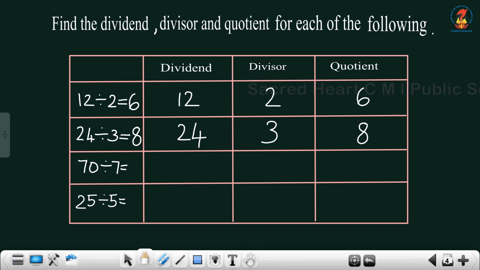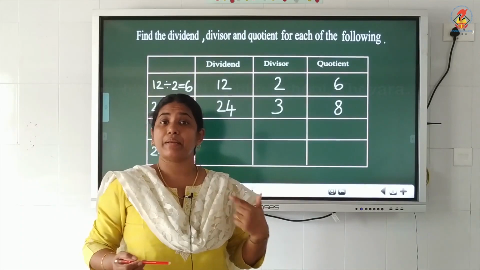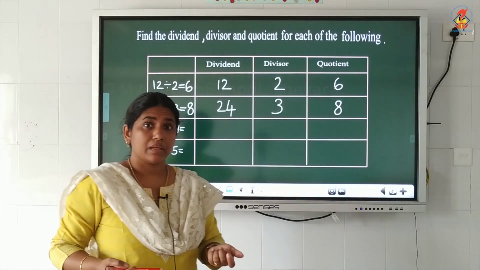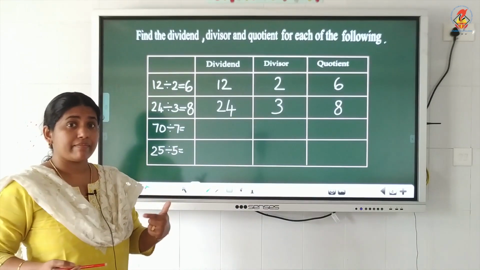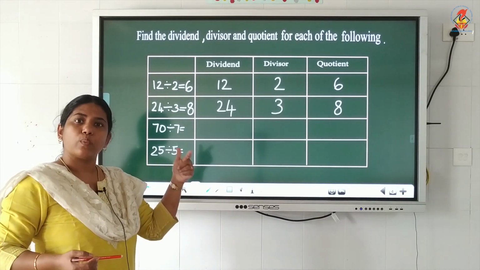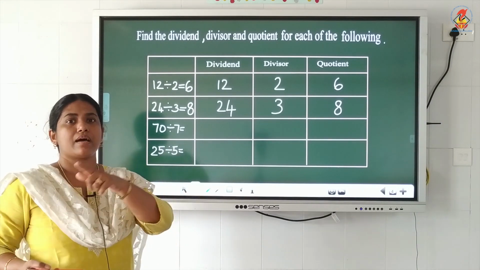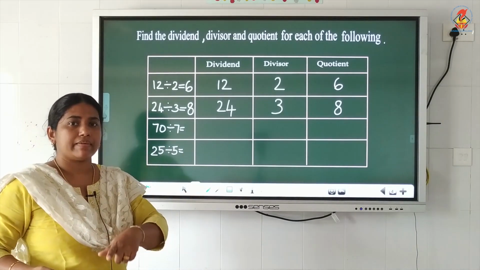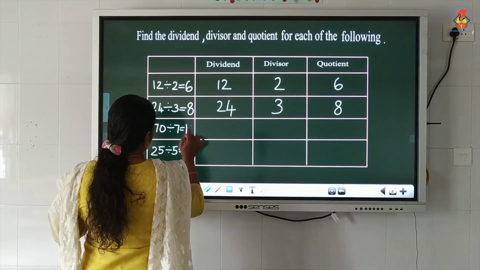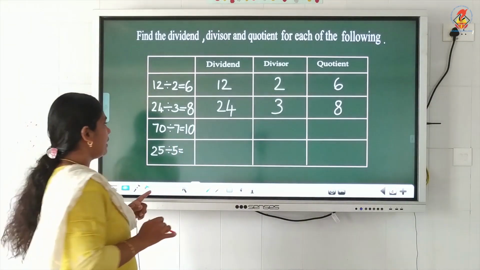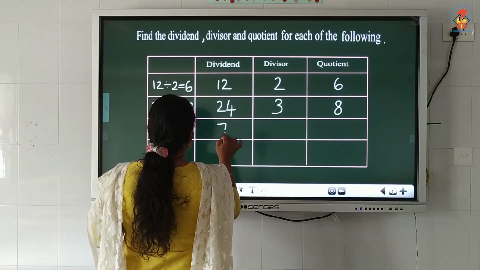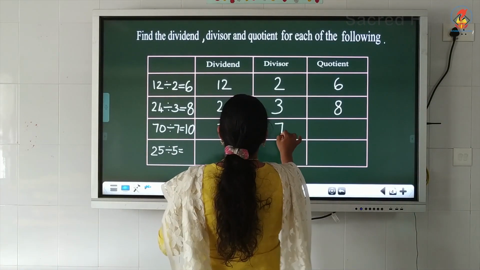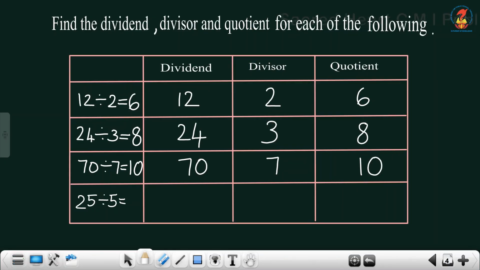Now, look at the next question. 70 divided by 7. We are going to divide 70 by 7. So, in 7's table, how many times do you get the answer 70? By which number when we multiply 7, we will get this number 70? With 10, is it? 10 7s are 70. 10 times 7 is 70. So, the quotient is 10. Clear? Now, how will we write the dividend? 70 is the dividend. What is the divisor? 7. And what is the quotient? 10.